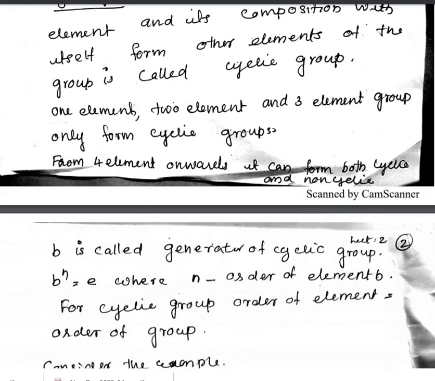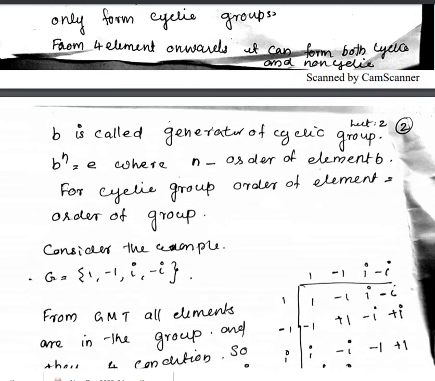So in the above expression, B is called the generator of the cyclic group. In general, B raised to n is equal to E for a cyclic group, where n is known as the order of the element. The number of elements in the group is called the order of the group. In the case of a cyclic group, the order of the element is equal to the order of the group.